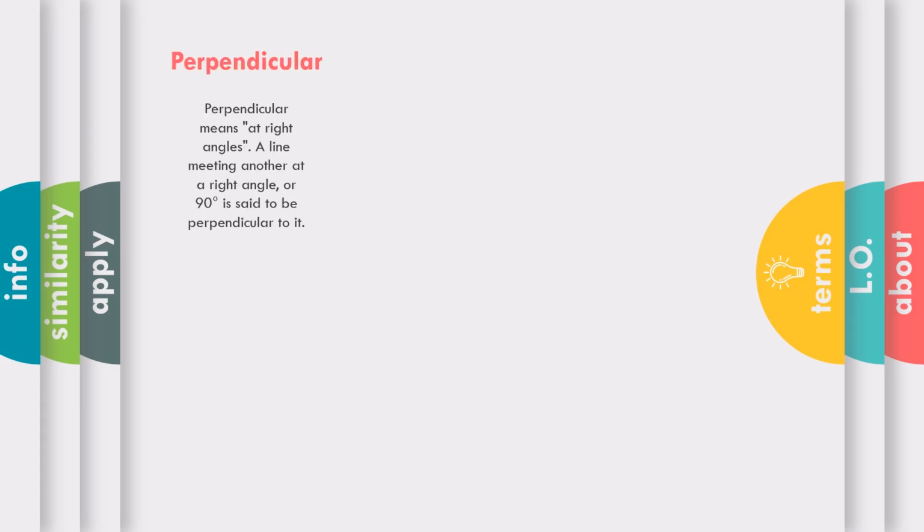Here is an example of two lines that are perpendicular to each other. As long as there's a right angle created between the two lines, it is perpendicular.